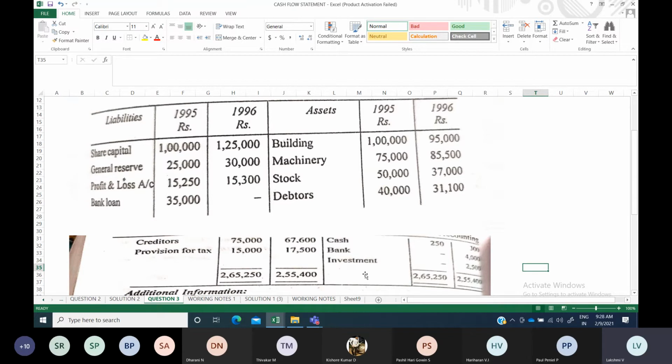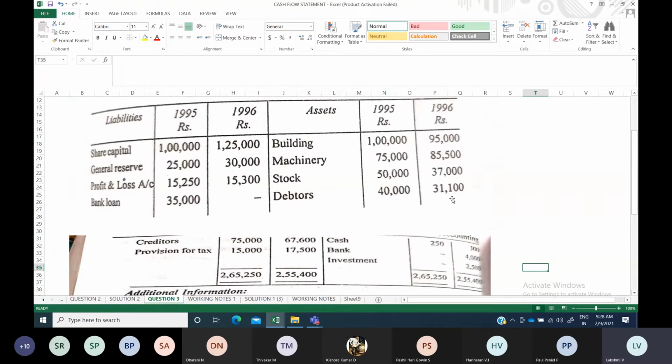But other than that, you should not take investment, or always consider it a long term investment. The purchase or sale of that will be taken to investing activities. Okay, investing activities. So only stock and debtors. Again you see, you have to compare decrease in current asset or increase in current asset. If you see both these things, it is decrease only. Decrease in current asset means you have to add. Okay, now find out the difference.